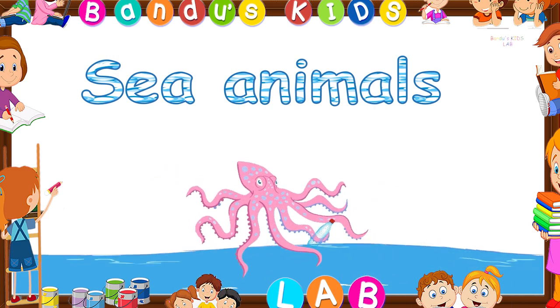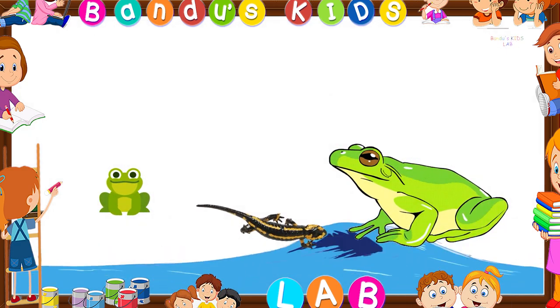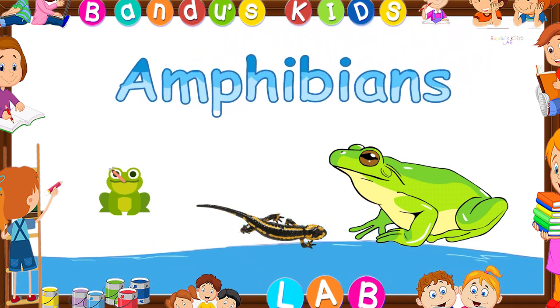Some animals live in both water and land and they are called amphibians. Some examples of amphibians are frog, toad, salamander, etc. If you want to learn about amphibians, then please watch our another video. And in this video we will learn only about those animals who live in the water or the sea.